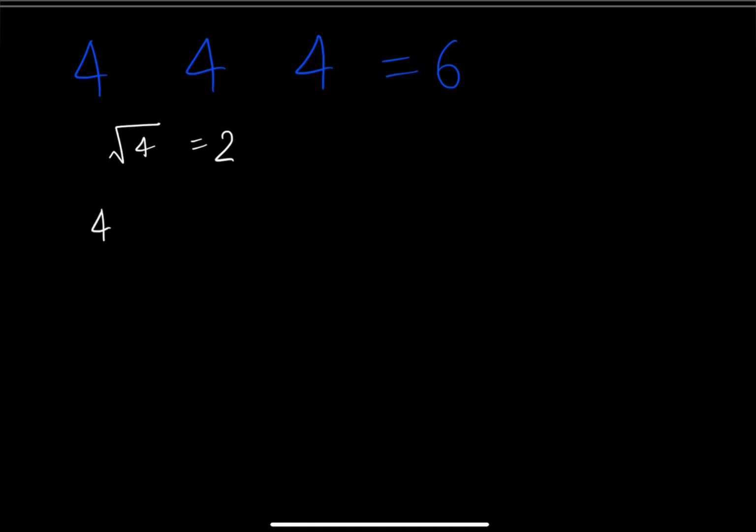If we multiply 4 by the square root of 4, meaning 4 times 2, which gives us 8. And then if we take away the square root of 4, which is 2, we get 8 minus 2, which gives us 6. So 4 times 2 minus 2 gives us 8 minus 2, which gives us 6.